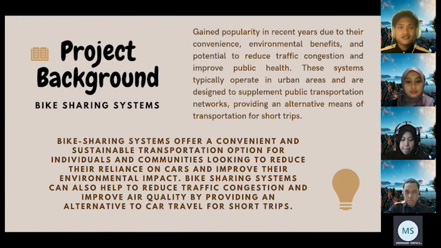Then the project background is about the bike sharing system. Bike sharing systems have gained popularity in recent years due to their convenience, environmental benefits, and potential to reduce traffic congestion and improve public health. These systems typically operate in urban areas and are designed to supplement public transportation networks, providing an alternative means of transportation for short trips.